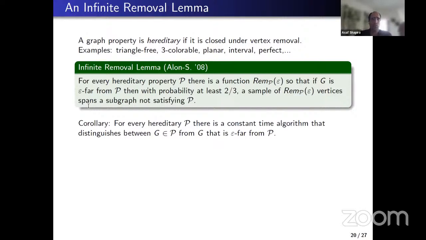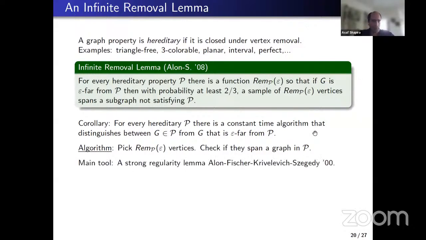So a corollary is that for every hereditary property P, there is a constant time algorithm that can distinguish the case that the graph is in the property from the case that the graph is epsilon far from the property. And again, what is the algorithm? It just picks this many vertices at random and checks if they span a graph in the property.